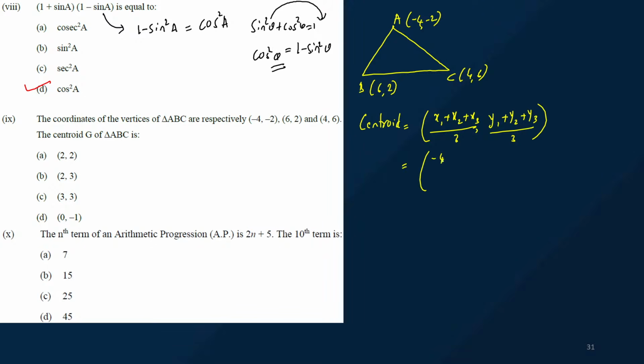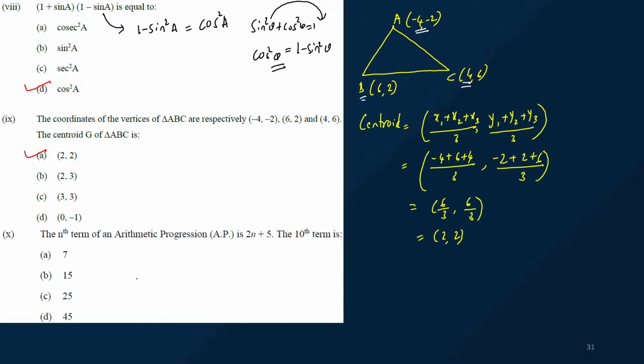So what can I write over here? Minus 4 plus 6 plus 4 by 3, because I need to choose the x coordinate of all the three vertices. Then (y1 plus y2 plus y3) by 3, that is minus 2 plus 2 plus 6 divided by 3. So that is equal to 6 divided by 3. So what I'm getting here is 2 comma 2. That is nothing but the centroid of the given triangle. Clear?